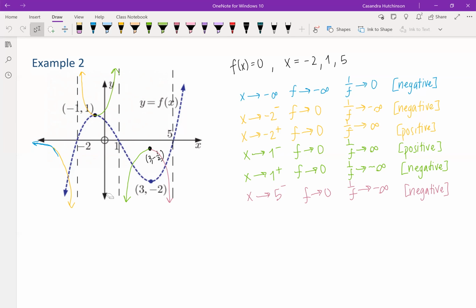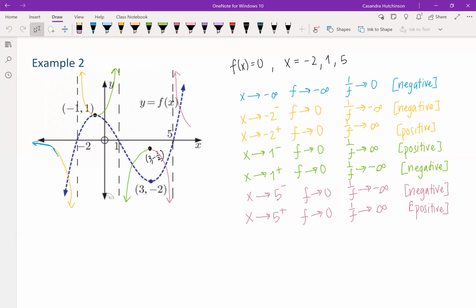What happens on the other side of this asymptote? So on the right-hand side, as x approaches 5 from the right-hand side, coming down like this, f is approaching 0. It is positive. So 1 over f is approaching positive infinity. So as I go towards my asymptote, it is getting close to infinity.